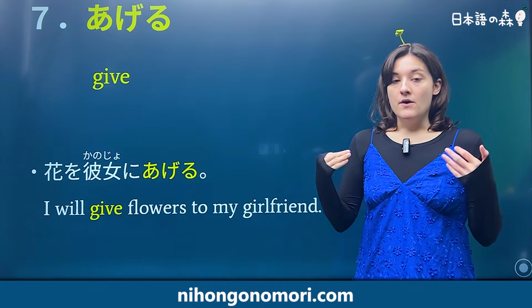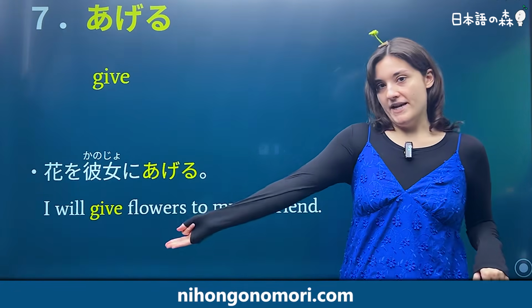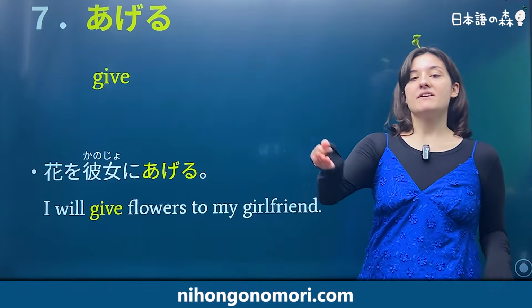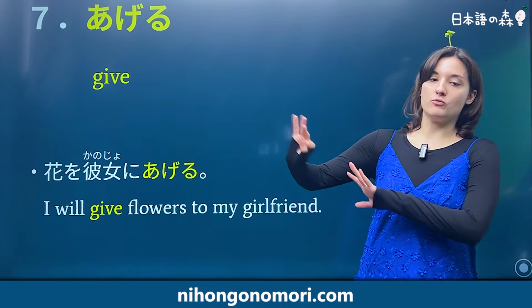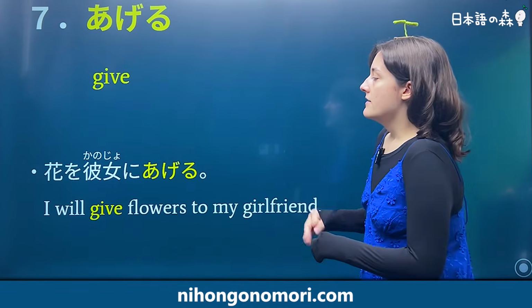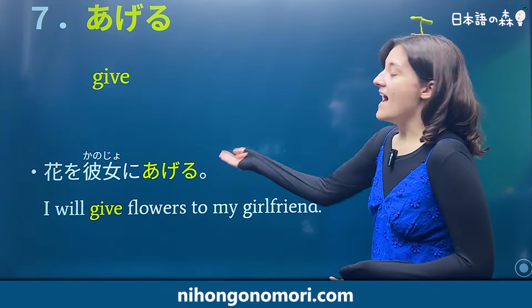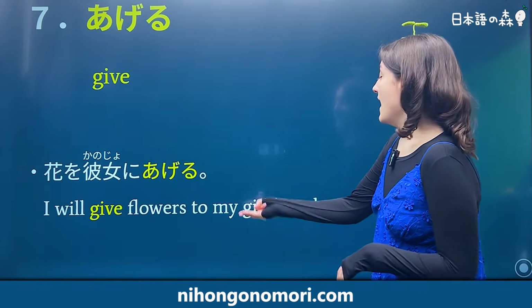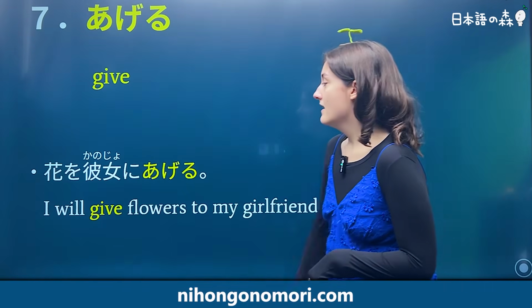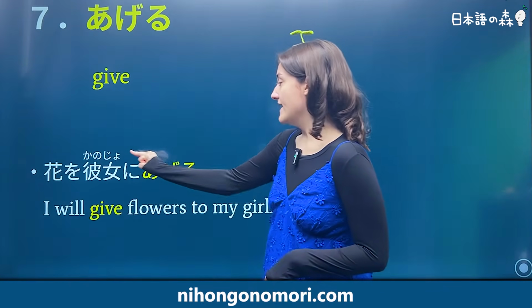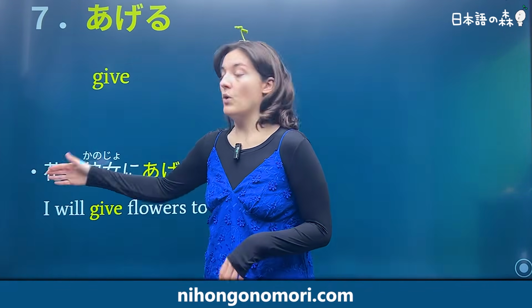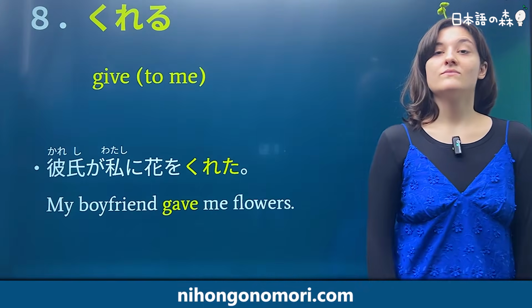あげる. So this is to give. This is when we, the speaker, give to somebody else, or it's when somebody gives to somebody and we have no relationship to it. So here we have 花を彼女にあげる. So I will give flowers to my girlfriend, right? 彼女にあげる. So I give to her. And what do I give? I give her flowers.